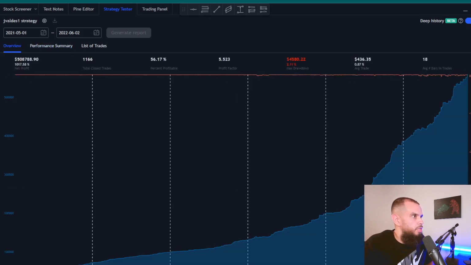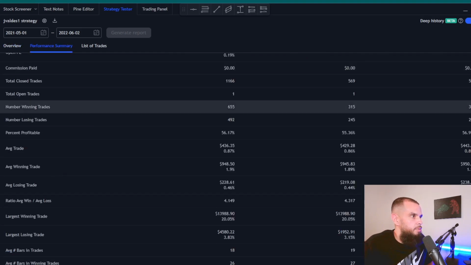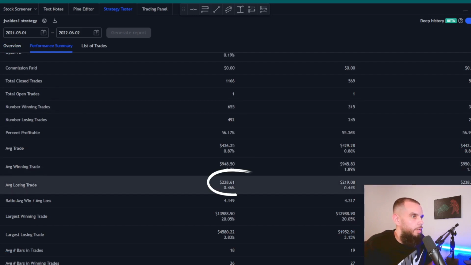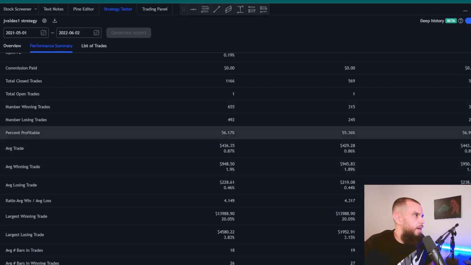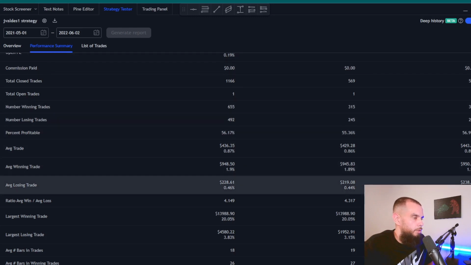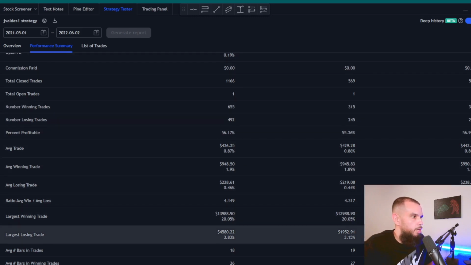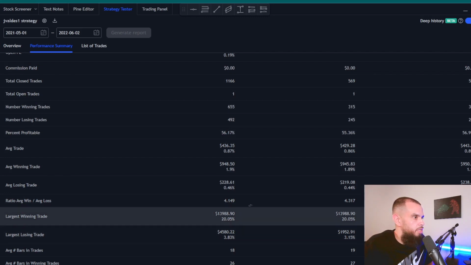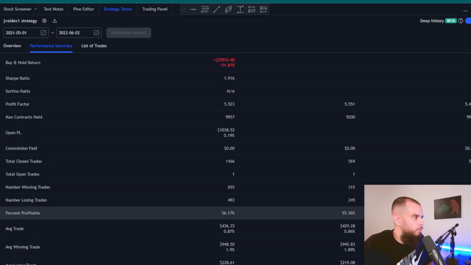So that's why you see here, you're only right 56% of the time. But that's because once a trade doesn't immediately go my way and the ATR is hit, then I take a quick loss. But I hold on to the winners a lot longer. So largest losing trade, $4,580. Largest winning, $13,988. Profitable, 56%. And we can actually increase it.